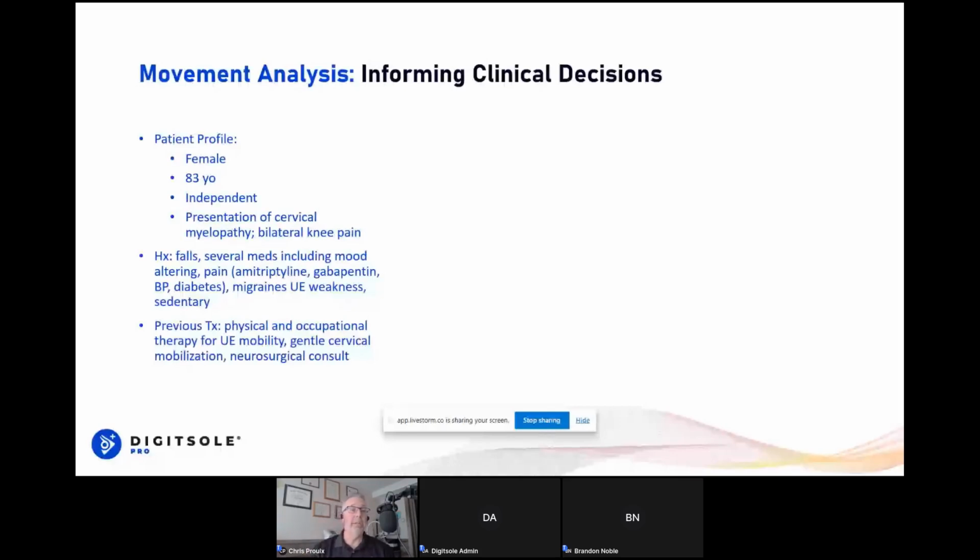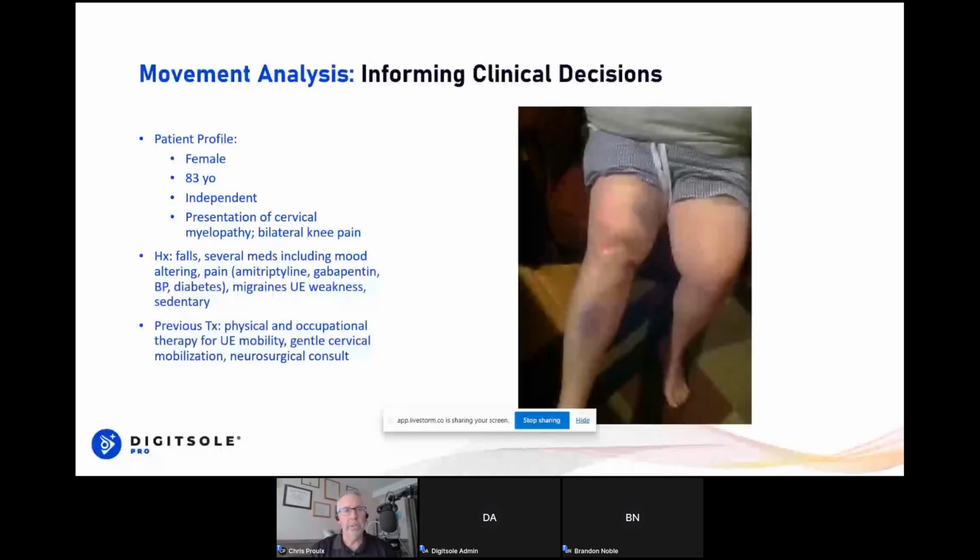So here's a patient profile, and it's a female. She's 83 years old. She's in independent living. She's living on her own. Previous history of falls, but she came in because of cervical myelopathy and bilateral knee pain, so severe osteoarthritis for several years. So a history of falls, and actually some really severe falls. And the last one before she came in to see us, I'll show you here a picture in a moment. And as a result of a fall, fractured her tibial plateau, fracture of the styloid process of the radius, and also a fracture in the orbit.